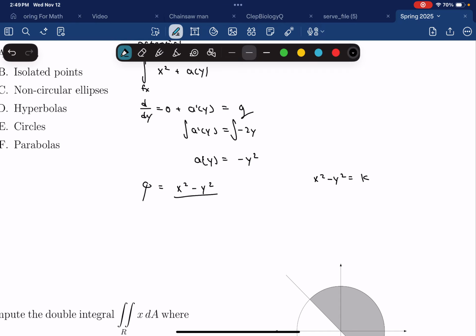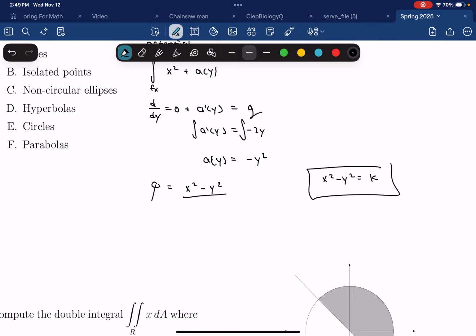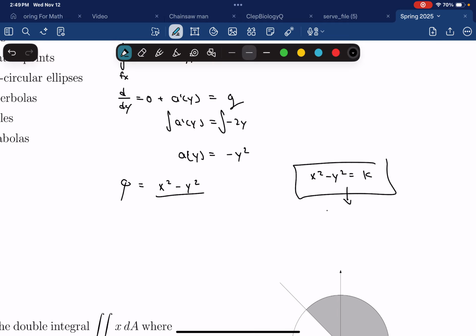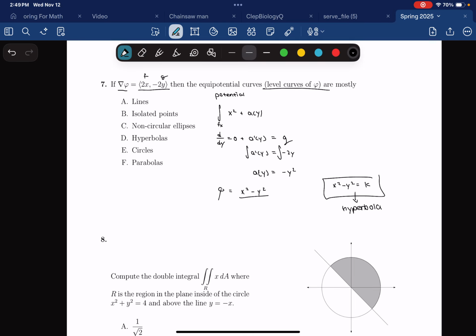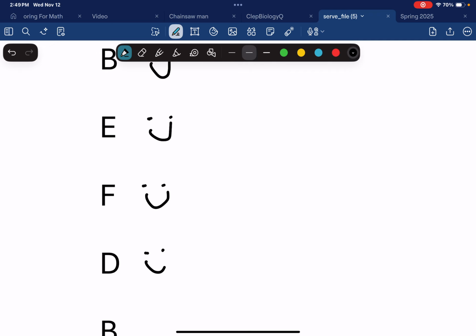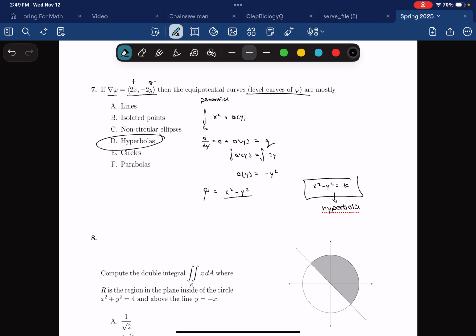So, if we look at this now, you might be like, what's going on here? Well, just look a bit closer, right? This is the standard form for a hyperbola. In this case, 7 is the hyperbola, which is our answer.